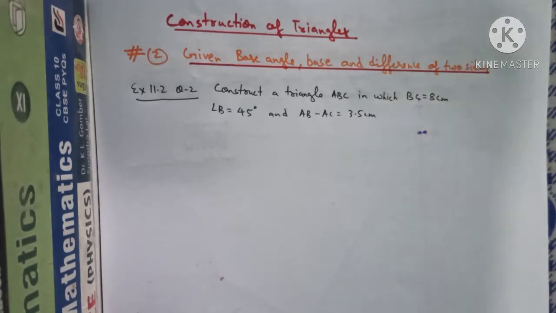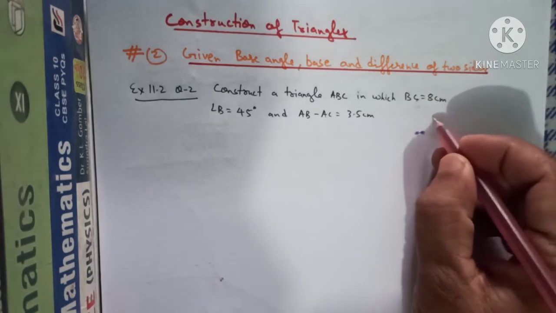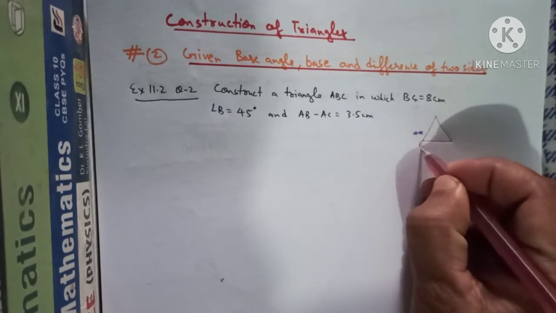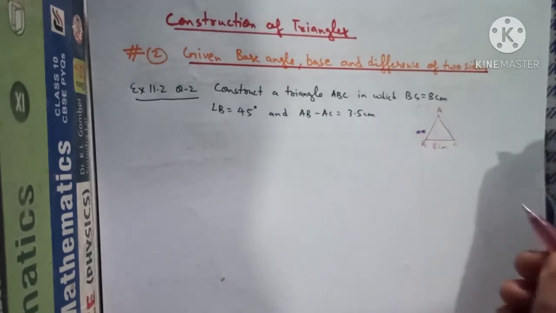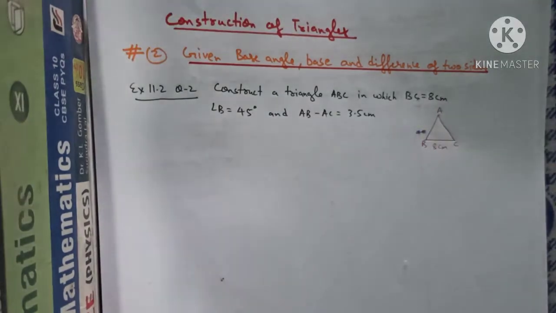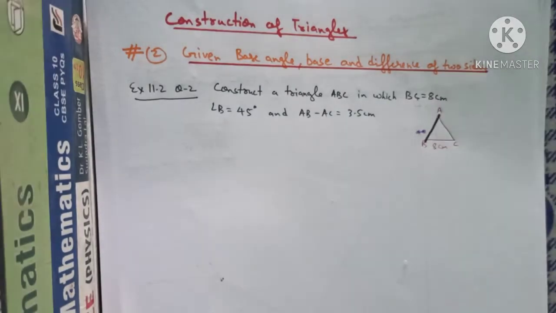So here I have taken question number 2 of exercise 11.2, where we have to construct a triangle ABC in which BC is equal to 8 centimeter, angle B is equal to 45 degree, and AB minus AC is equal to 3.5 centimeter. Suppose if we are constructing this triangle ABC and we are taking BC as the base, that is 8 centimeter, so obviously the third vertex will be A, which will be here. So AB is on the left side. We can clearly see here that AB is on the left side.